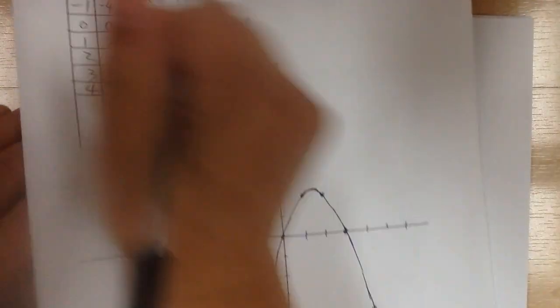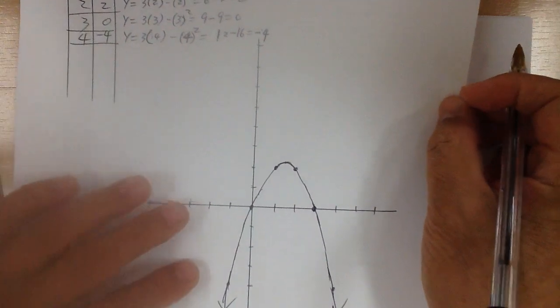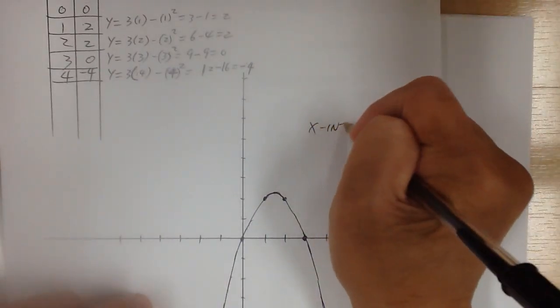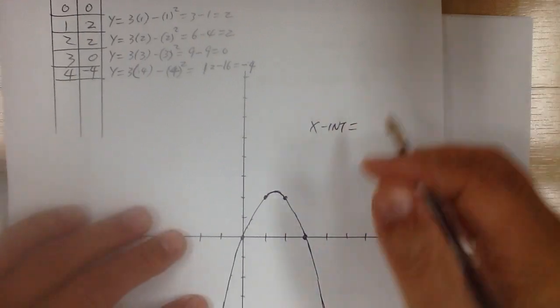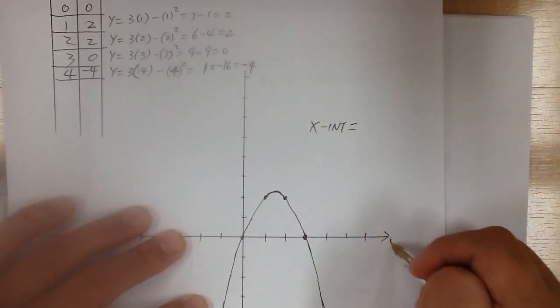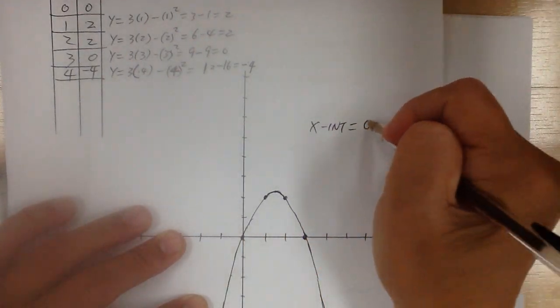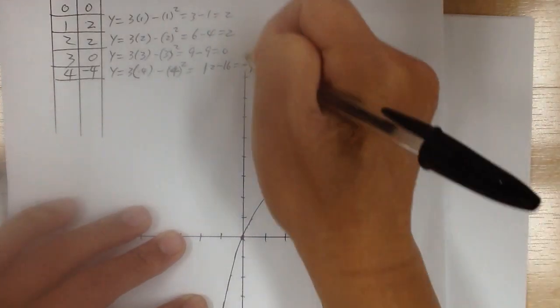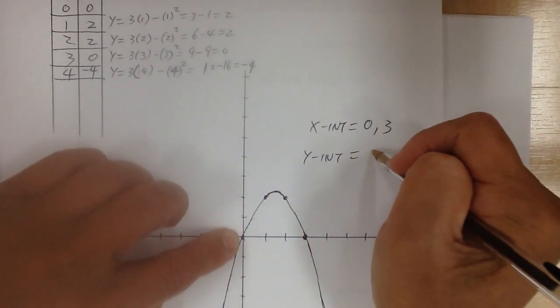Oh, sorry. We have to find the x-intercept and y-intercept. The x-intercept is where you cross off the x, so it'd be here and here, so it'd be 0 and 3. The y-intercept is when you cross off the y, so it'd be 0.